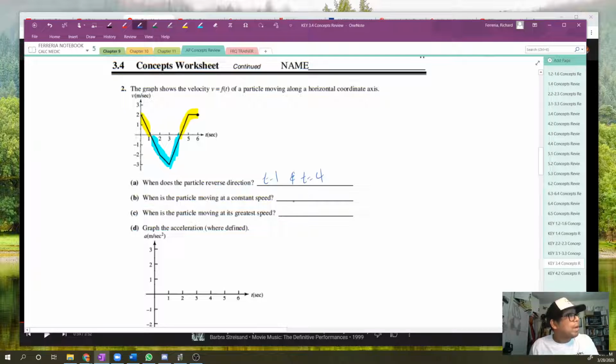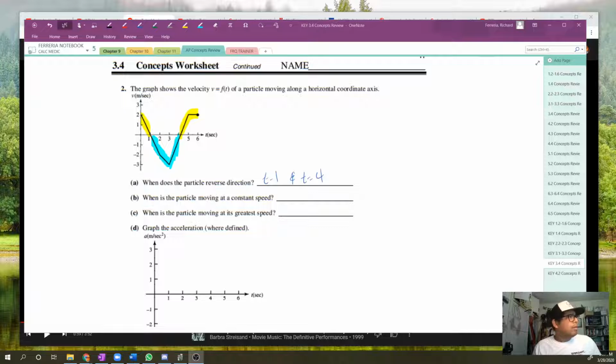So where do we have constant speed? Well, speed is the same thing as the absolute value of velocity. Is there any stretch of t of this graph where the velocity is remaining constant? Okay, and I think we have it from t equals 5 to t equals 6.